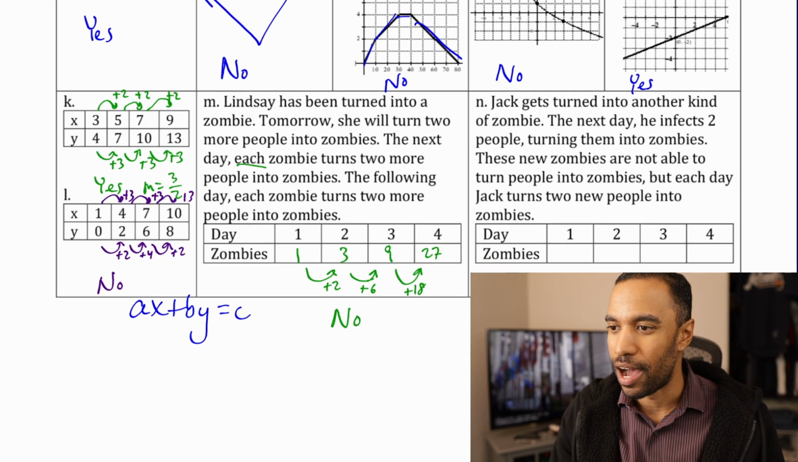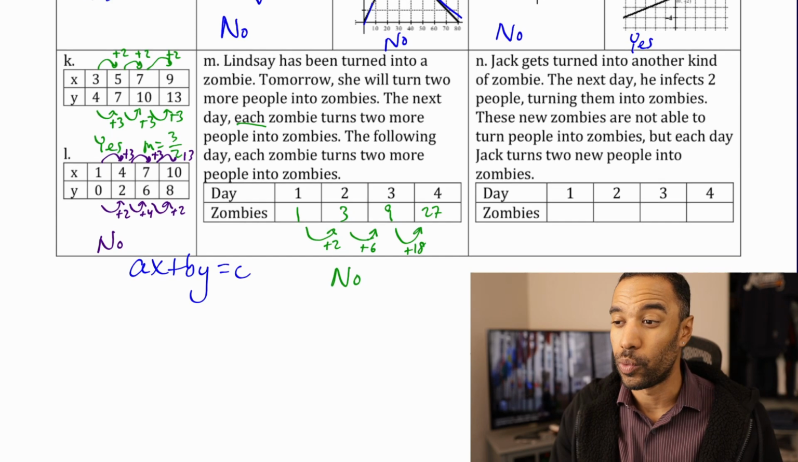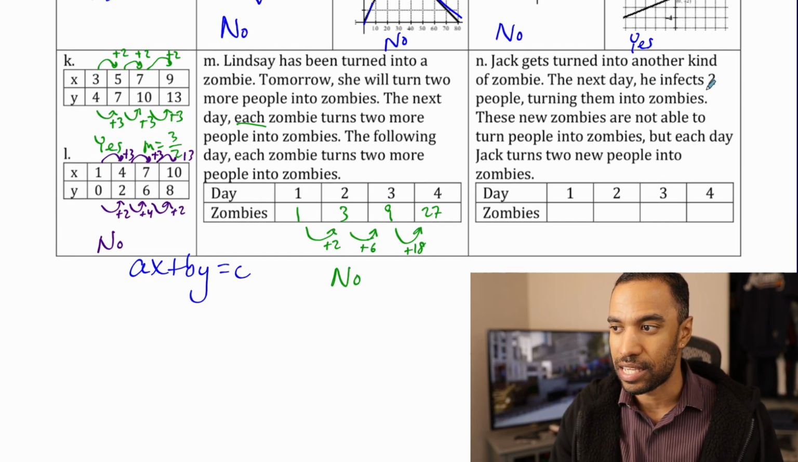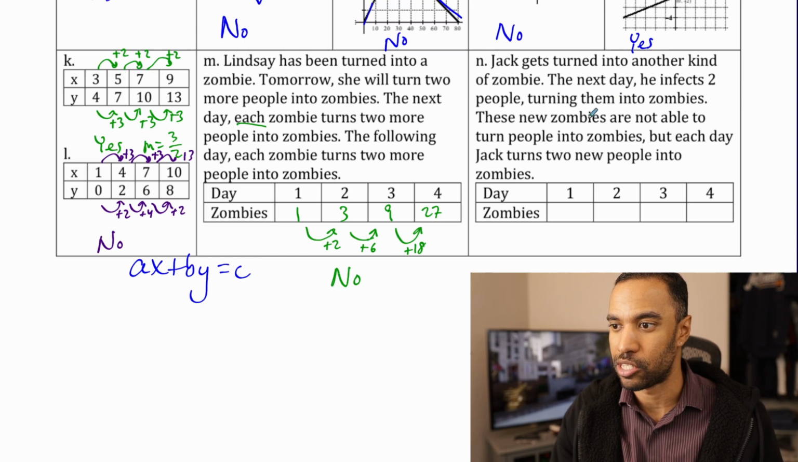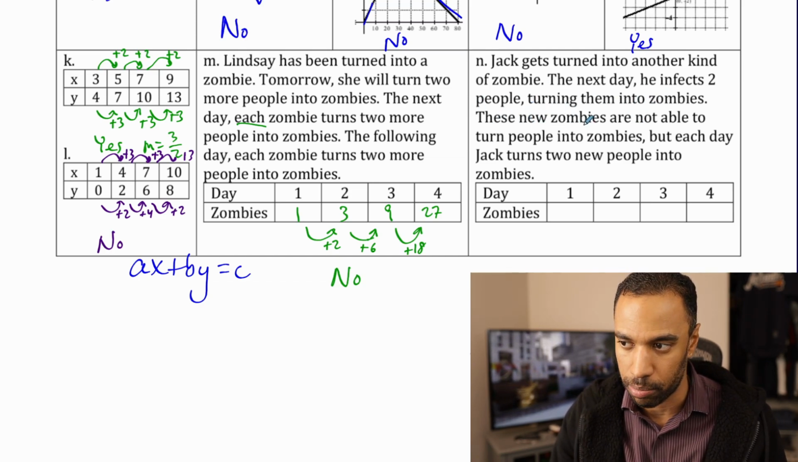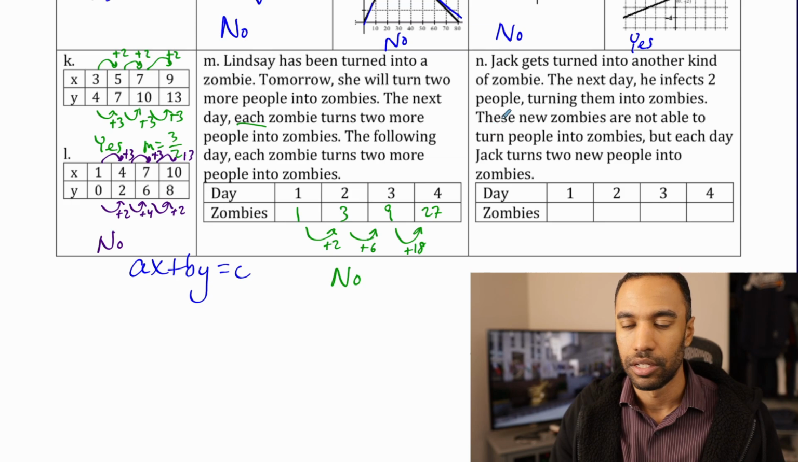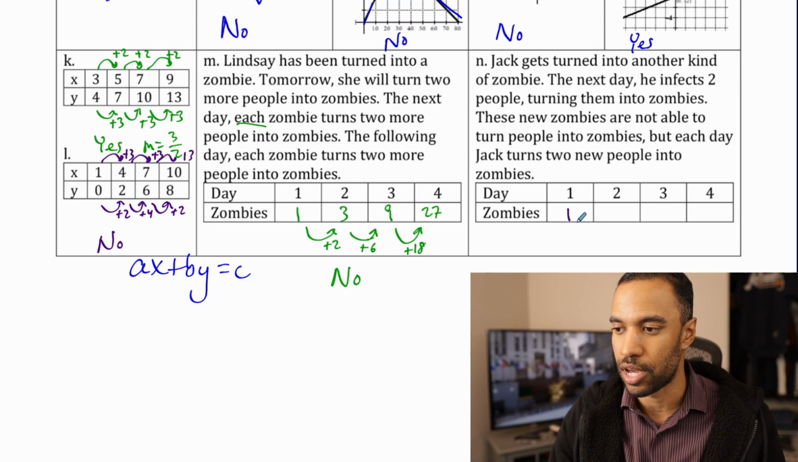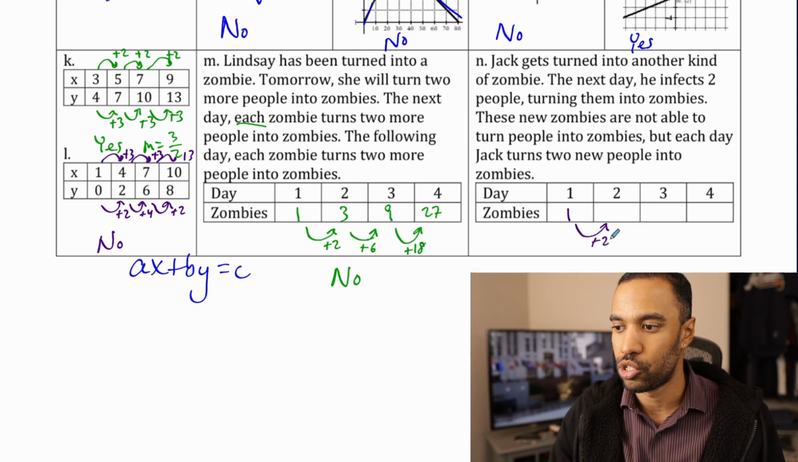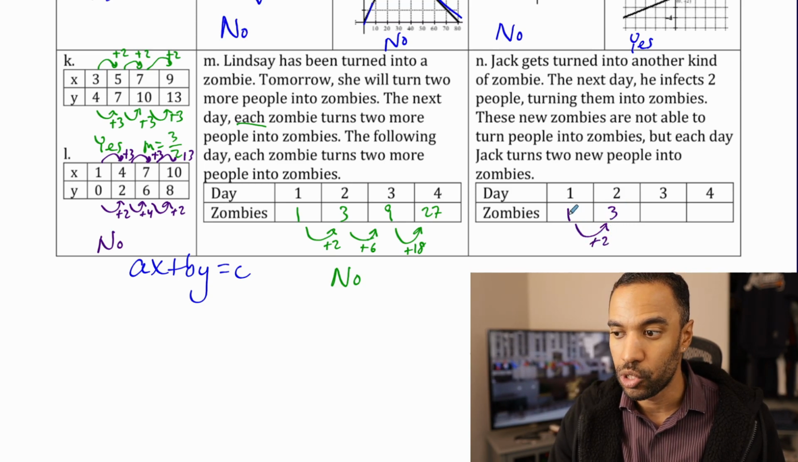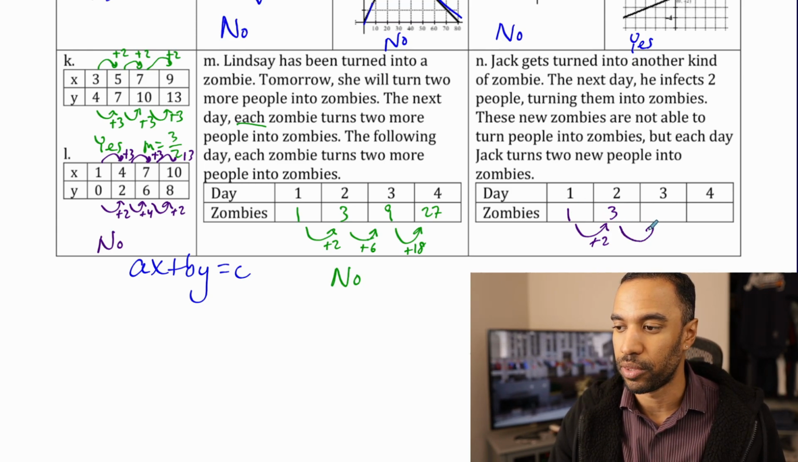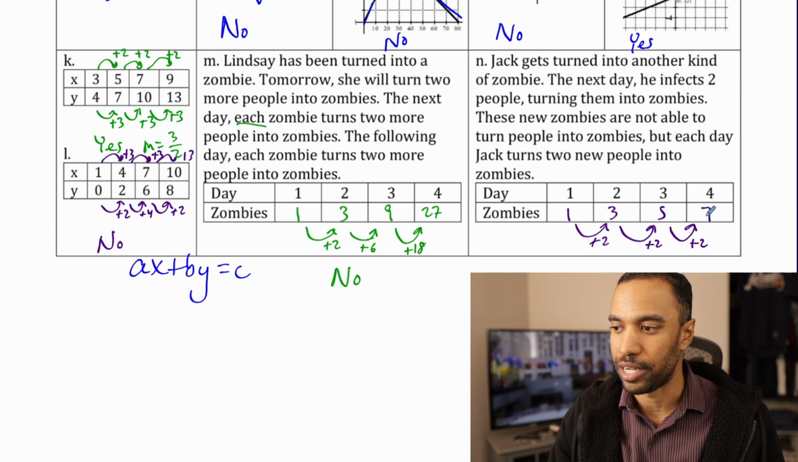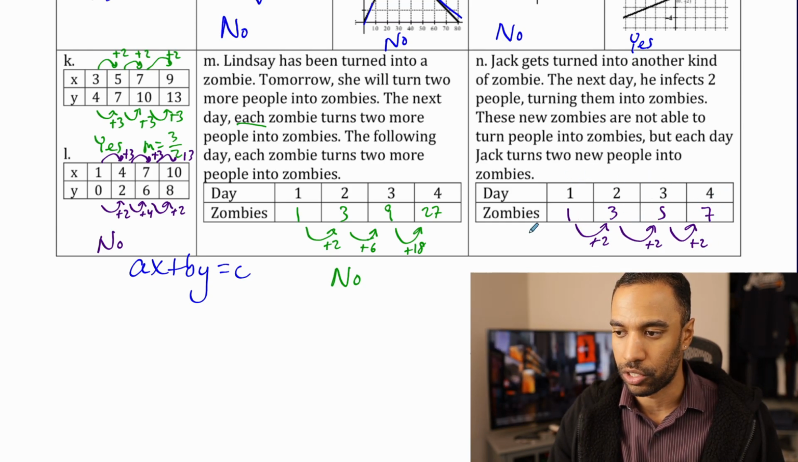And finally, part N. Jack gets turned into another kind of zombie. The next day, he infects two people, turning them into zombies. These zombies are not able to turn people into zombies, but each day Jack turns new people into zombies. Okay, so only Jack is doing the zombie turning. So there's 1 zombie right here as Jack. He turns 2 people into zombies here. Those people do not. Jack does another 2 people the next day, and another 2 people the next day. So this one appears to be linear. As the days go up by 1, these go up by 2. Yes, this is linear.